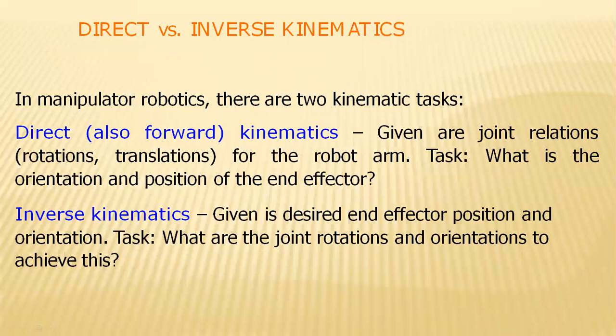Coming to direct versus inverse kinematics, that is, forward kinematics and inverse kinematics. The joint relations, either rotations or revolutions or translations for the robot arm, as per the task, specify what the orientation and position of the end effector is, towards only the positive axis.